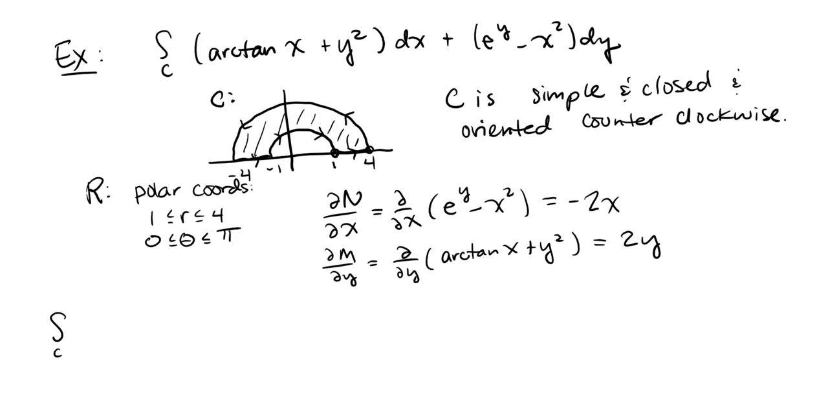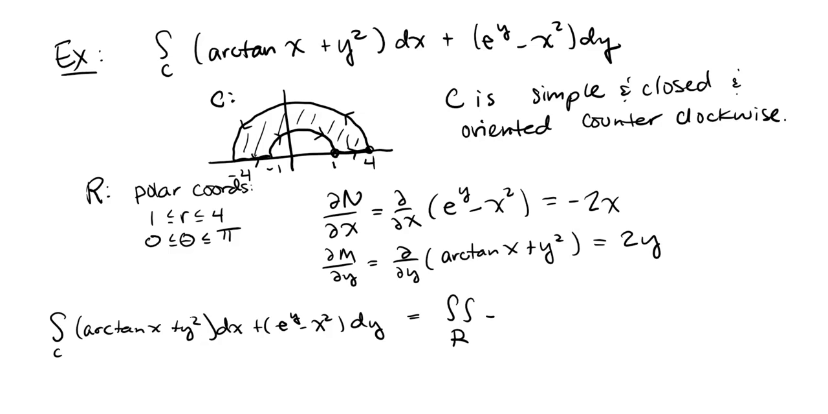We would have the line integral over C of this whole expression, arctan x plus y squared dx plus e to the y minus x squared dy. Green's theorem says that we're going to convert this to the double integral over R of the partial of n with respect to x, which was -2x, and then minus the partial of m with respect to y, which was 2y. And we're going to do this integral dA.